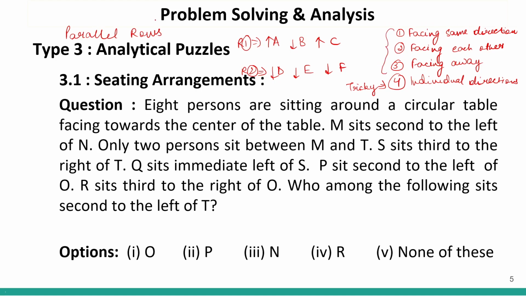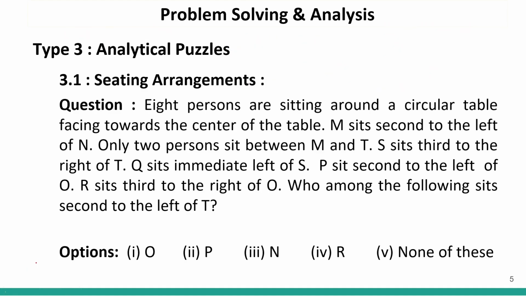So these are the type of questions you can get in your parallel rows. Parallel rows, usually there are 2 rows, but in some questions you can also get 3 rows. These are also called double lineups or triple lineups. This is another name that we use for parallel row seating arrangement. Okay, so let us understand this with the help of a question.